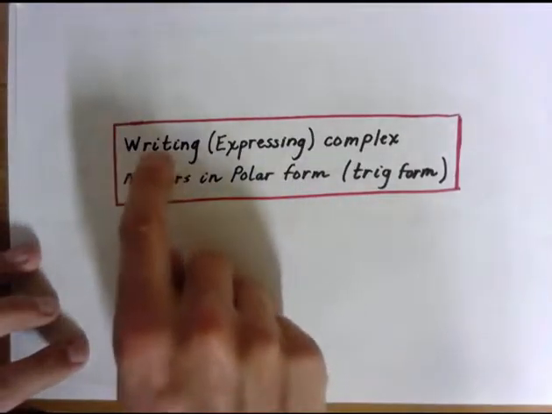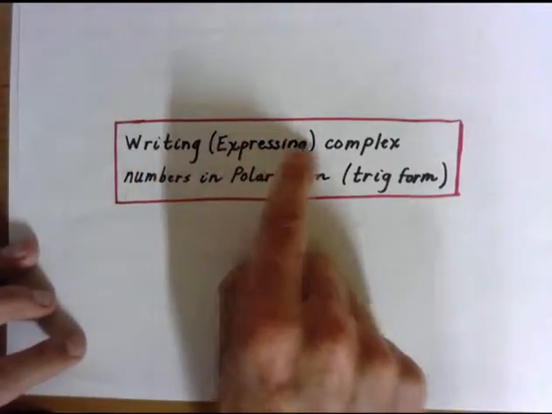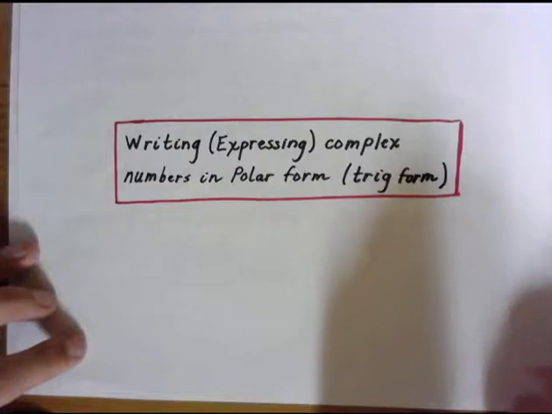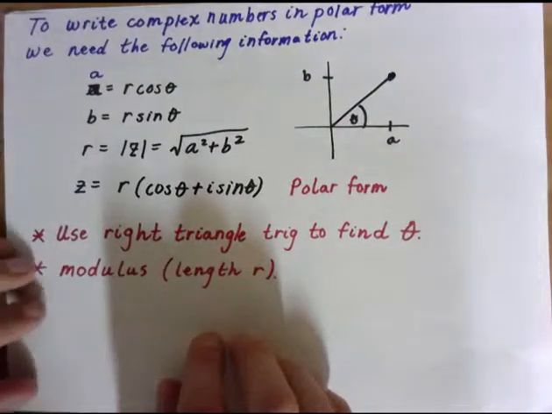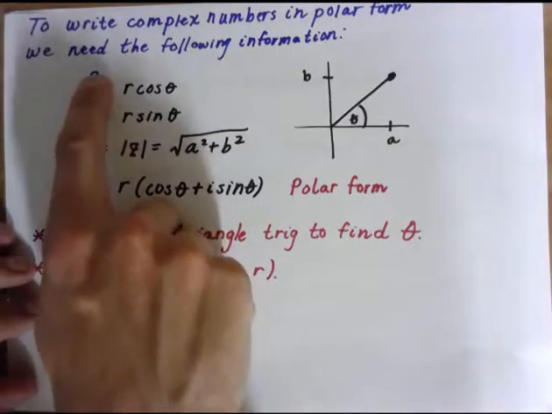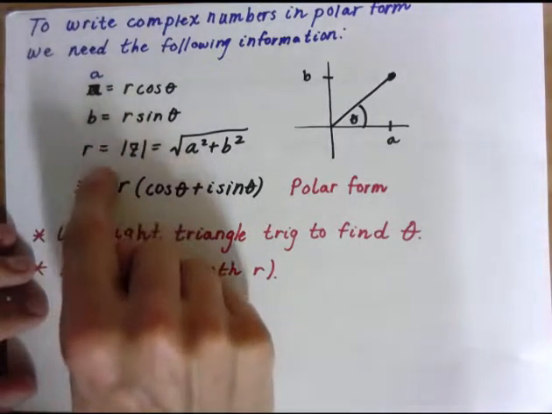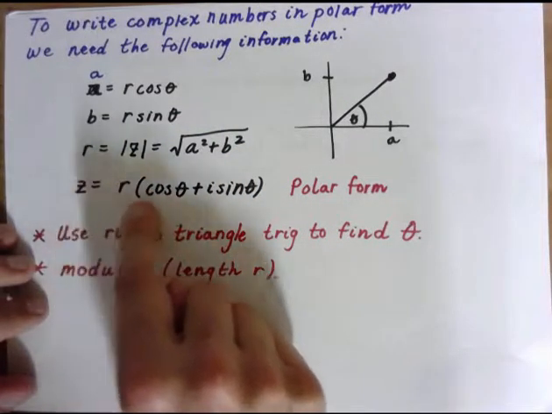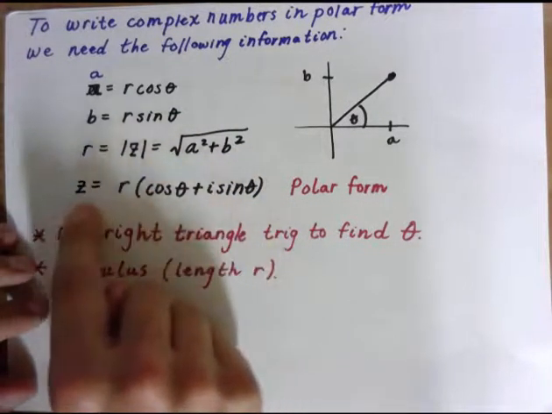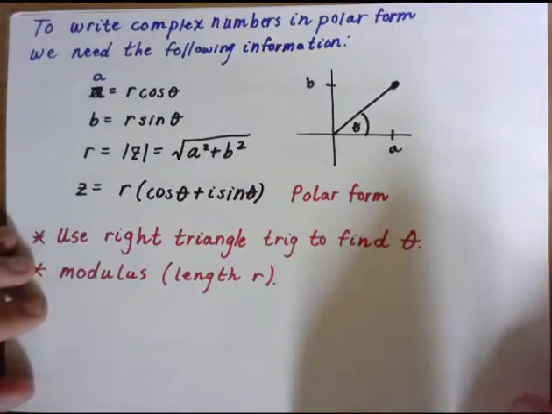Hey everyone, welcome to example 2 of writing or expressing complex numbers in polar form. Okay, just a quick review. These are the things we're looking for. If you've watched video number 1, we need to identify A and B, our R value, our modulus, which is a distance, and to write any complex number in polar form, we need this equation right here. So this is just a review. This is video number 2.